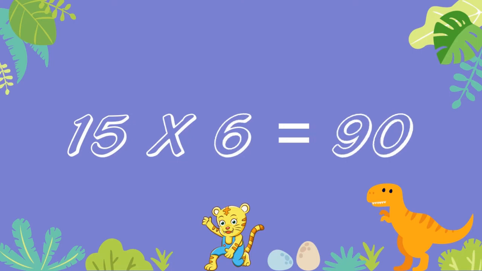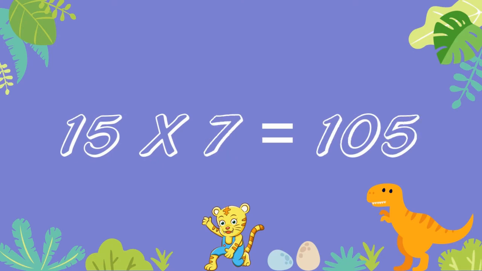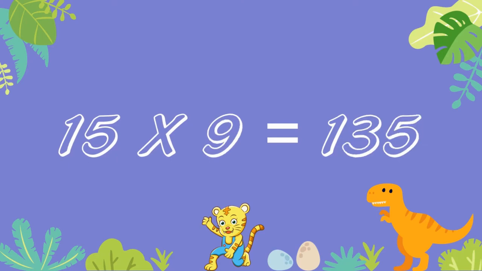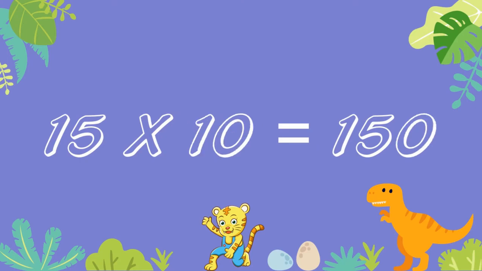15 sixes are 90. 15 sevens are 105. 15 eights are 120. 15 nines are 135. 15 tens are 150.